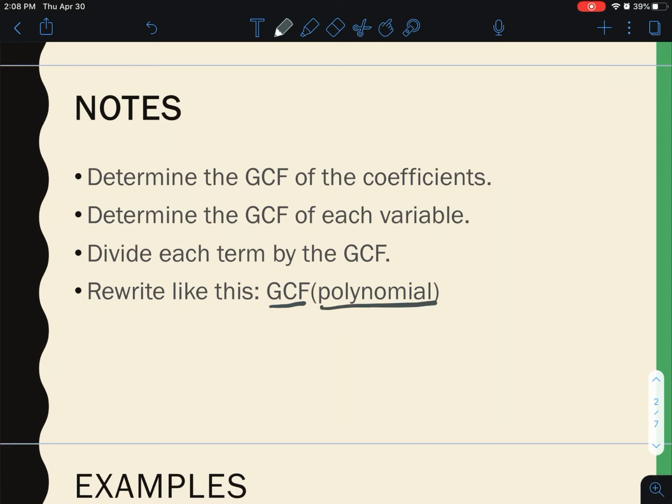So for example, that may look like this. You may have 6x, and then in parentheses 5x plus 8. So that would be what your answer would look like.